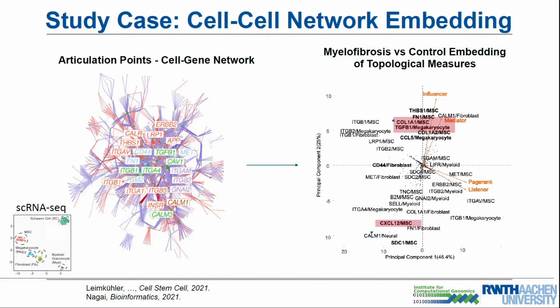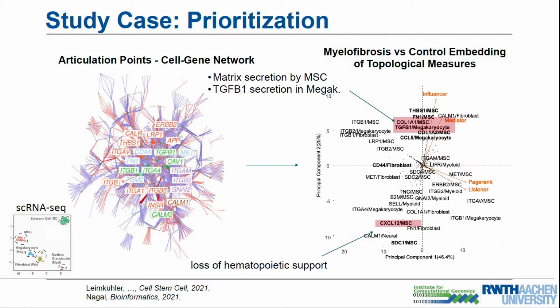In this case, we see the increase of collagen 1 in MCs, indicating the production of matrix, or the extracellular matrix to be more specific. We have an increase of TGF-beta 1 in megakaryocytes, and a loss of CXCL12 on MSCs. Those markers match the schematic that I showed before, and it was really interesting to see that CrossTalkeR was able to use those measures to highlight those players.